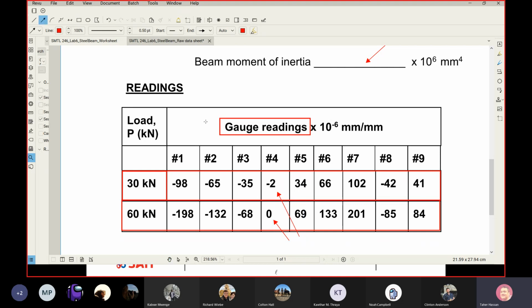Now I'm asking you, what should be the relationship between the reading of strain gauge number 1 and strain gauge number 7? What is the theoretical relationship between the strain gauge number 1 and number 7 readings? Any help? They're the furthest from the middle on the web. Remember, 1 is on the top fiber, 7 is on the bottom fiber. Do you agree? So in terms of reading, should they be the same or different? It should be the same but opposite.